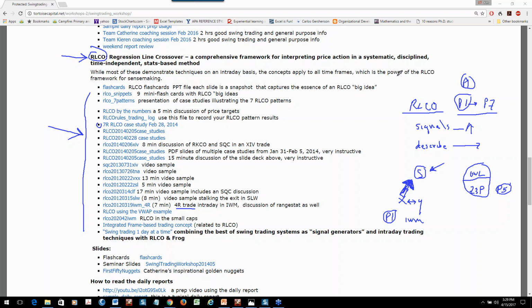So the RLCO framework and these signals turn out to be fractal in nature. By that, I mean that if you see a P1 on 1 minute charts, all the way out to 1 month charts and anywhere in between, what that means in terms of characterizing the market conditions is identical. It interprets exactly the same way.